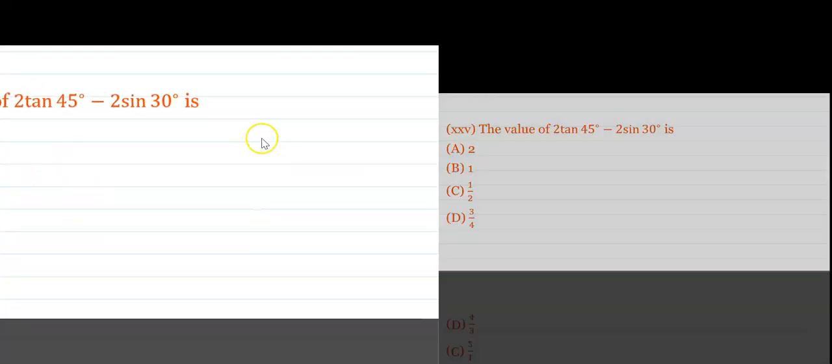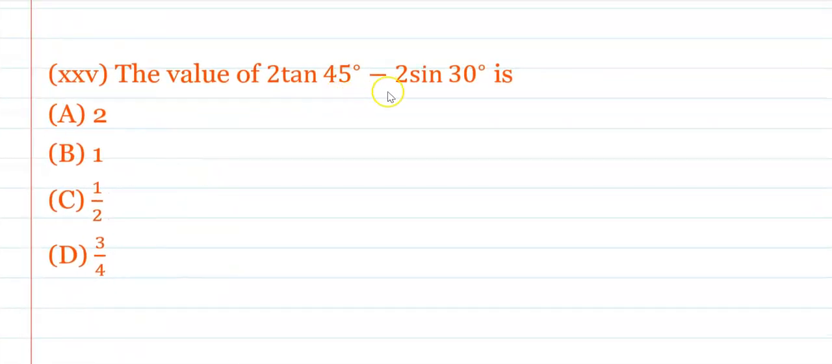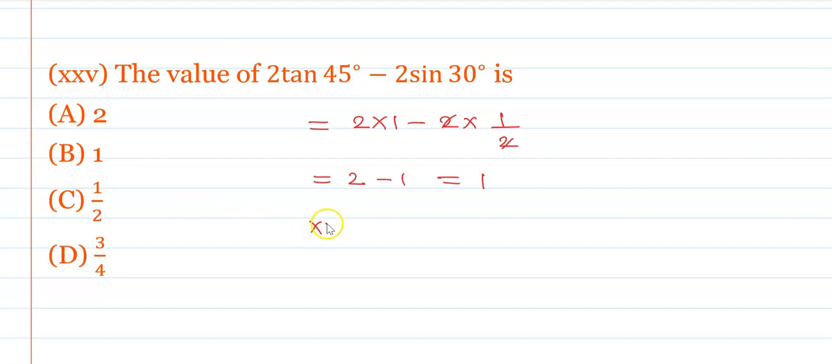Okay, now the next question on trigonometry. The value of 2 tan 45 minus 2 sin 30. Okay, the value of tan 45 is 1, that is 2 into 1 minus 2 sin 30, which is 1 upon 2. Simplify this: the 2s get cancelled, you will get 1, so 2 minus 1, and overall you will get 1, and therefore option B is the correct one for the 25th. Okay, option B is correct.